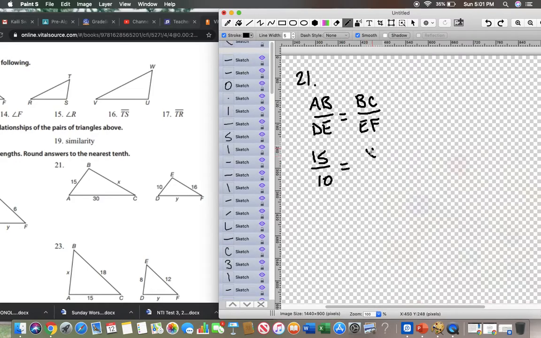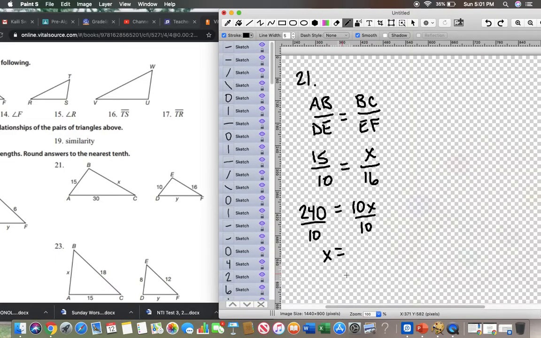BC, we don't know. That's actually the length x, which we're looking for. And then EF is length 16. 15 times 16, we did that earlier. Cross multiply to solve: 240 is equal to 10x. Therefore, what is x equal to? What's 240 divided by 10? x is equivalent to 24.